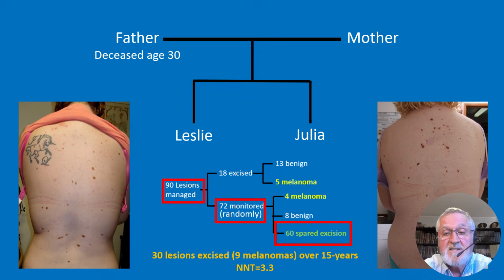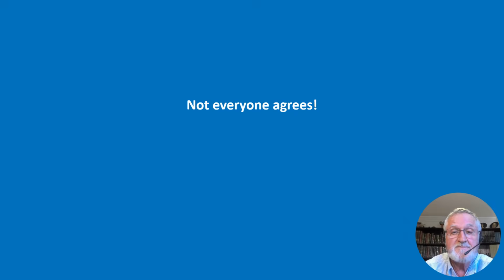60 lesions survived. So 13 lesions excised in total, of which 9 were melanomas over 15 years. The number needed to treat was 3.3. And we confirmed that 60 lesions were biologically indolent and we left them. That's how you reduce overdiagnosis.